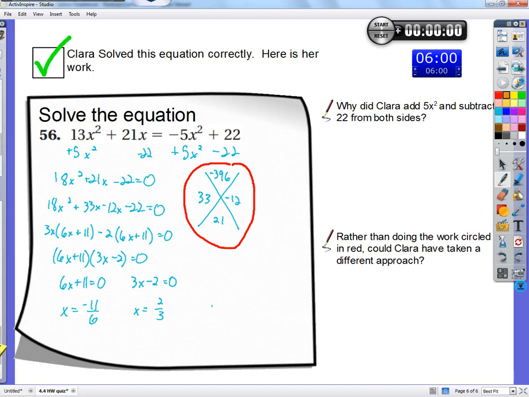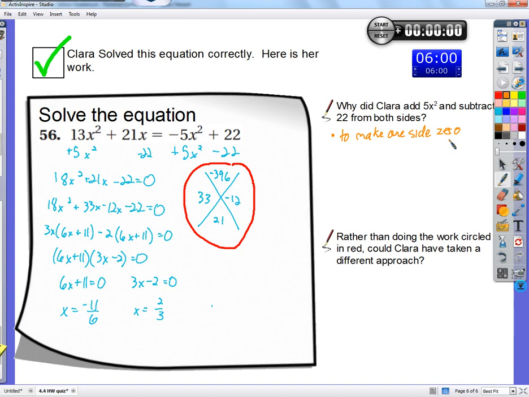Again, this could be a multifaceted answer. What's any part of a reason why Clara would have done this? Somebody other than Dakota. Equal to zero. Okay, equal to zero. Great. To make one side zero. Okay. Well, that's not the whole thing. That's really important that one side is zero. The reason why it should be equal to zero, that's something else we should go into. Okay, Dakota, go ahead.